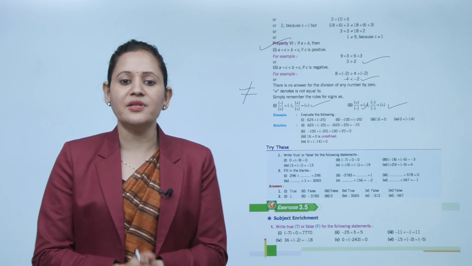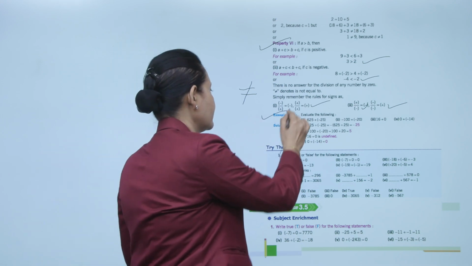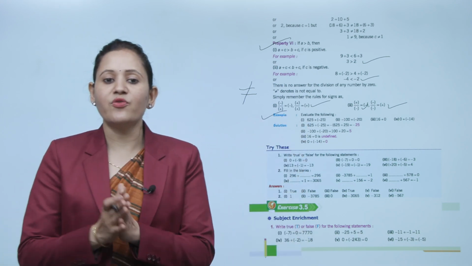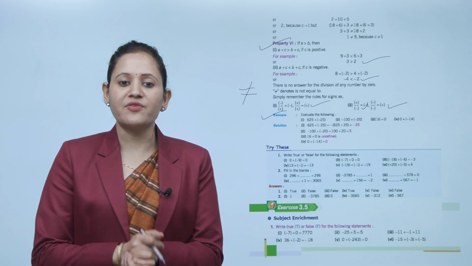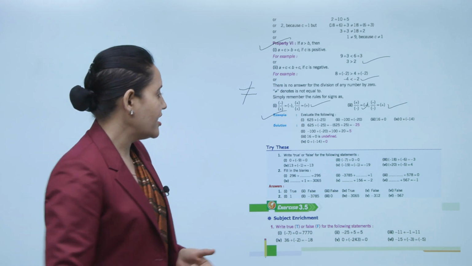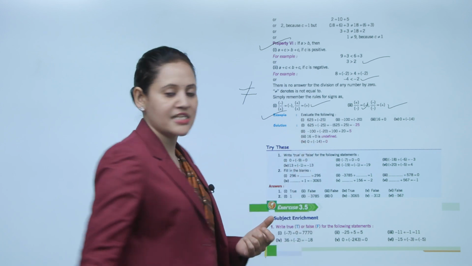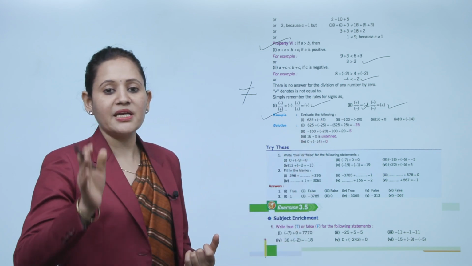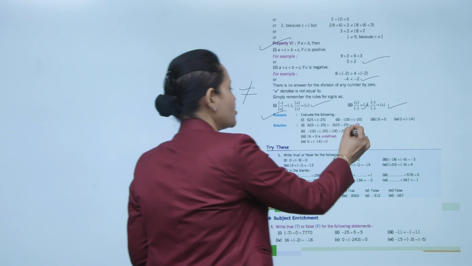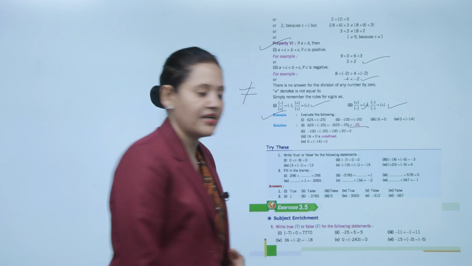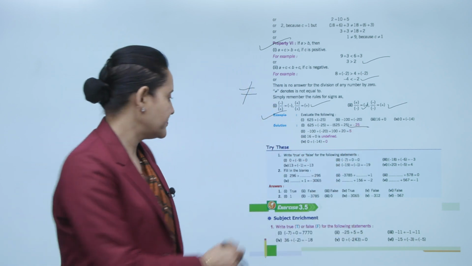Now we'll take an example. Evaluate the following: 625 divided by minus 25. Here one is positive and the other is negative, so the quotient will be negative. That equals minus 25. Clear?